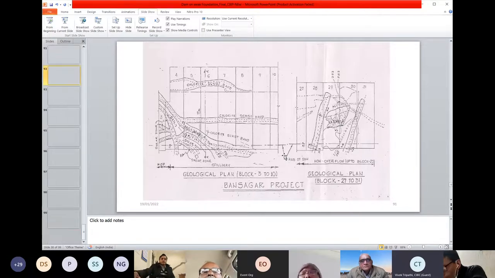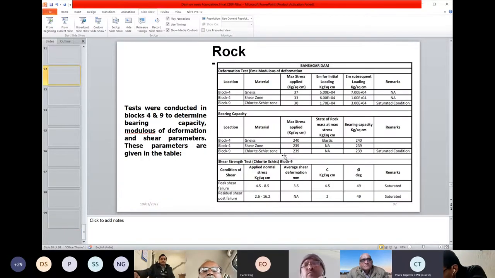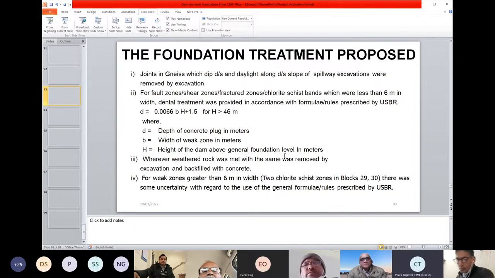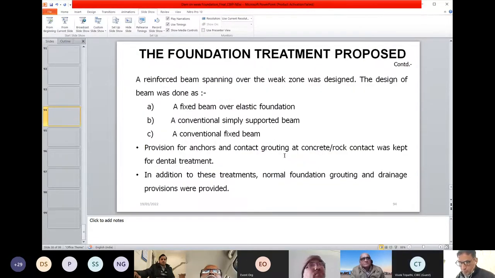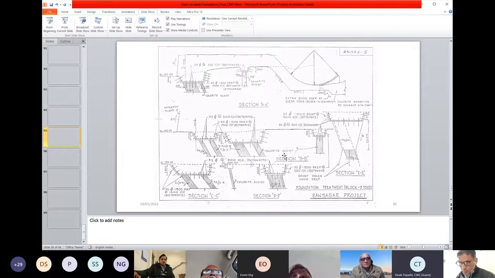So these are the material properties. Based on the Shasta formula, here also the depth of the plug was given based on this formula. These type of remedial measures were given. This raft up to 3 meters and reinforcement was given according to stress pattern.